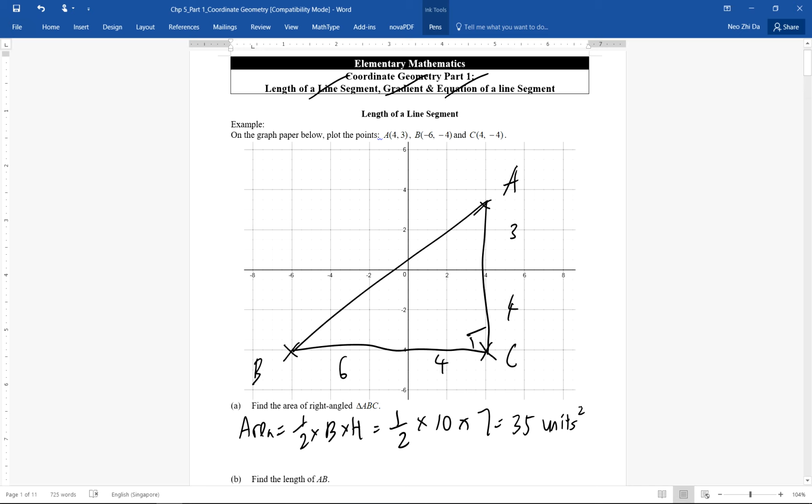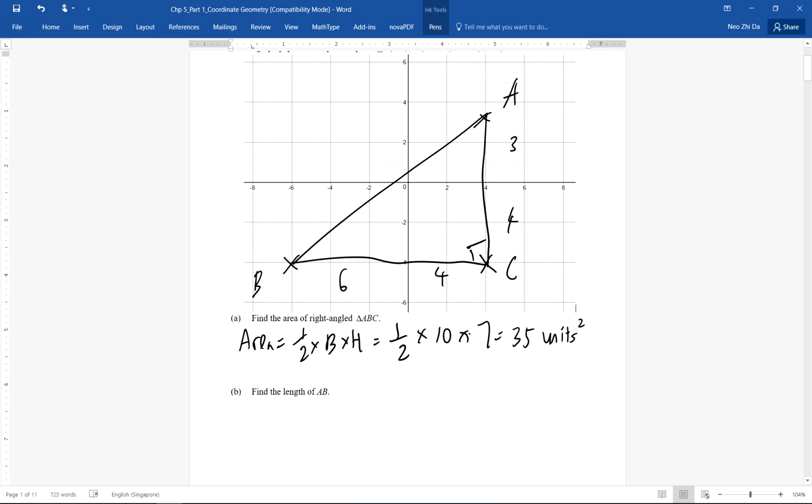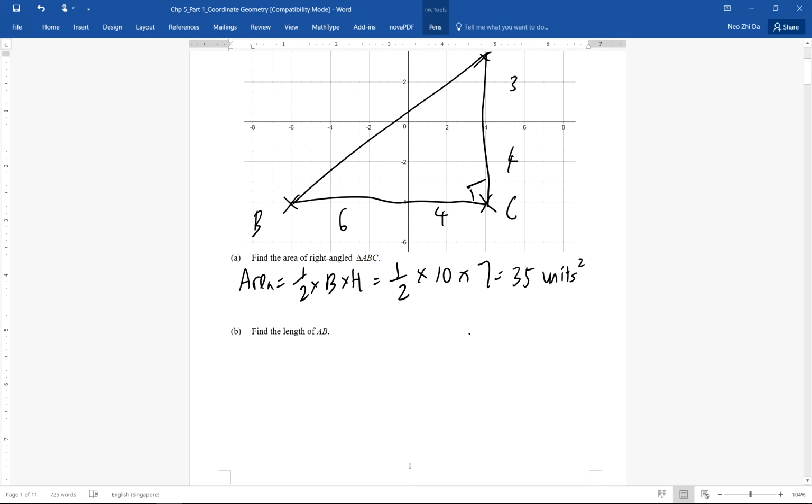Now, what is the length of AB? We realize that if it's a horizontal or vertical line, it's easy, just need to add up together. But if it's a slanted straight line, how? But it's a right angle triangle. So you learn in Sec 2 that you can actually use Pythagoras theorem.